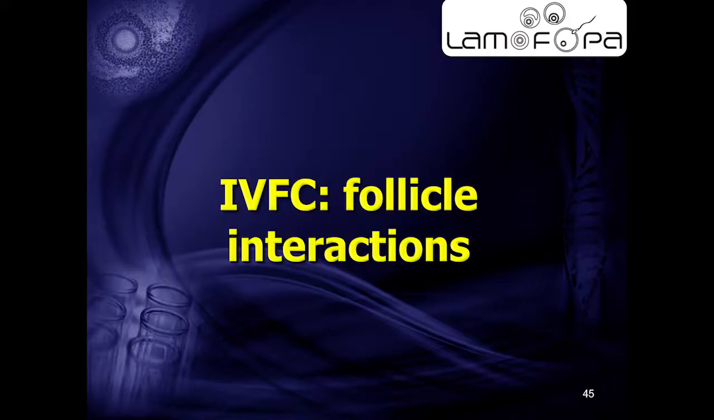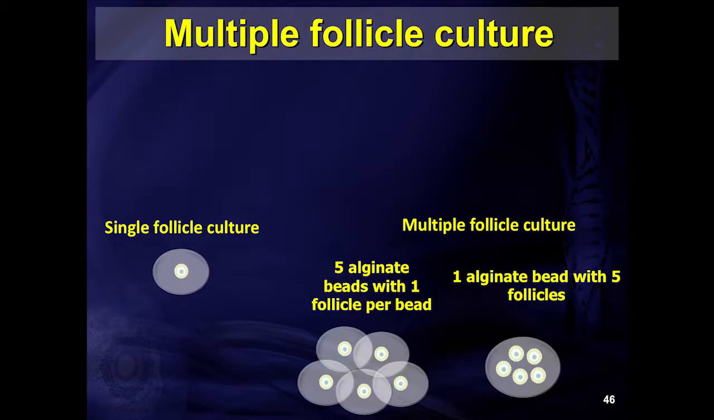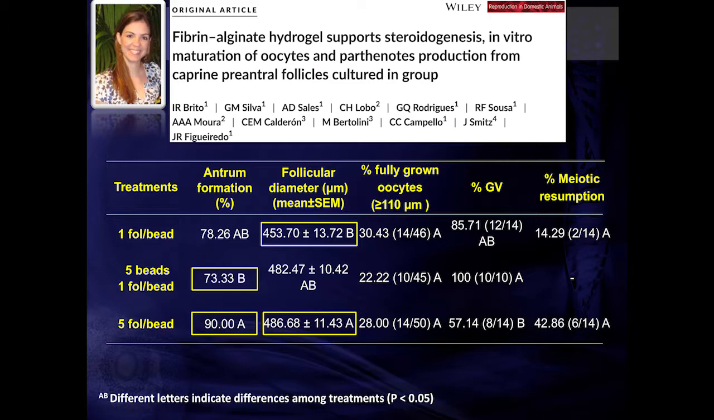Then we used the alginate 3D system to study follicle interactions in vitro. In this protocol, we compared single follicle culture, which means one follicle cultured in one alginate bead, with multiple follicle culture, where groups of 5 follicles were cultured in individual alginate beads or in the same alginate bead. The results showed that multiple follicle culture in the same alginate bead showed a significantly higher percentage of antral formation compared to multiple follicle culture in individual beads, and larger follicular diameter compared with single follicle culture.